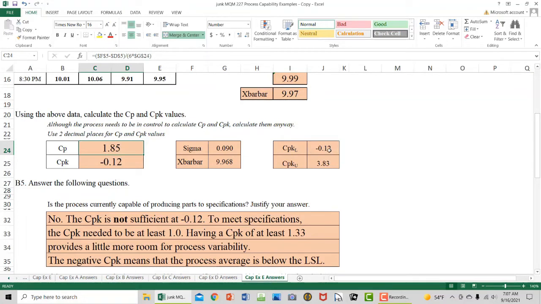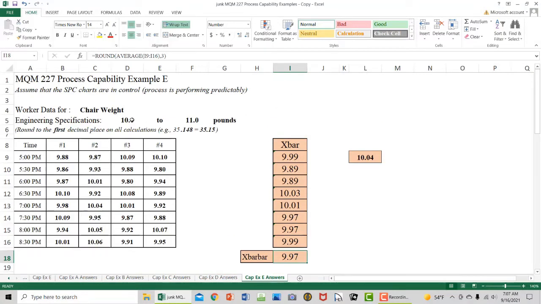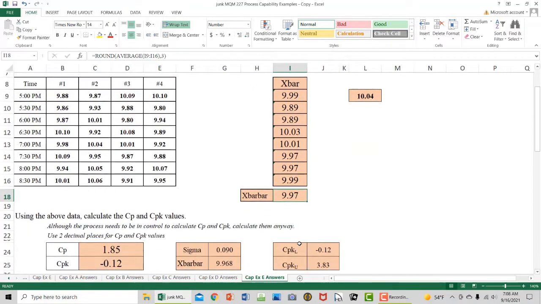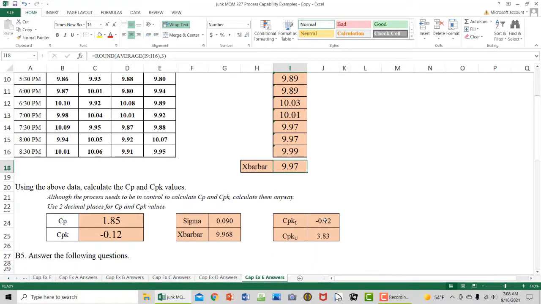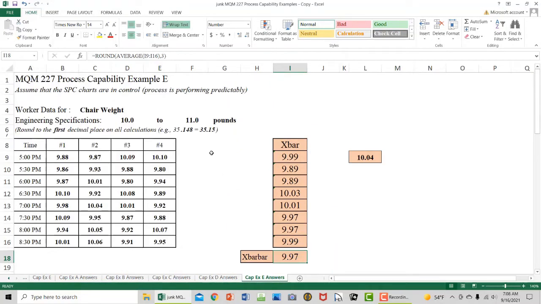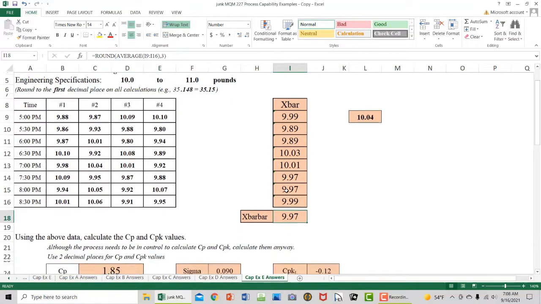All right, I'm going to do the CPK lower. I'm going to do the X bar minus the 10. Ooh, there it is. See that? The X bar, the process average, is actually below the lower specification point. So it's going to be negative because 9.97 minus 10 is negative. When you see a negative, it just means the average is outside of the specification limits. If I had a value that was above 11, it would be negative as well.